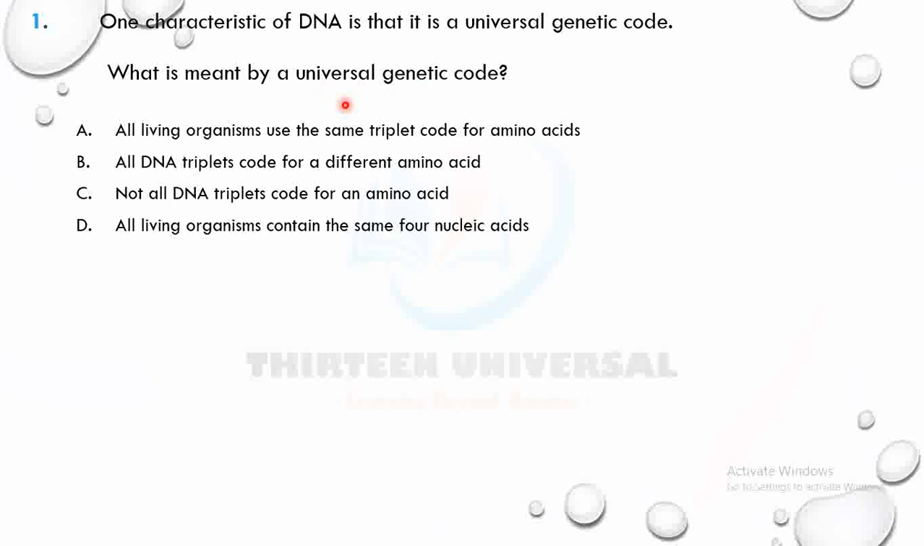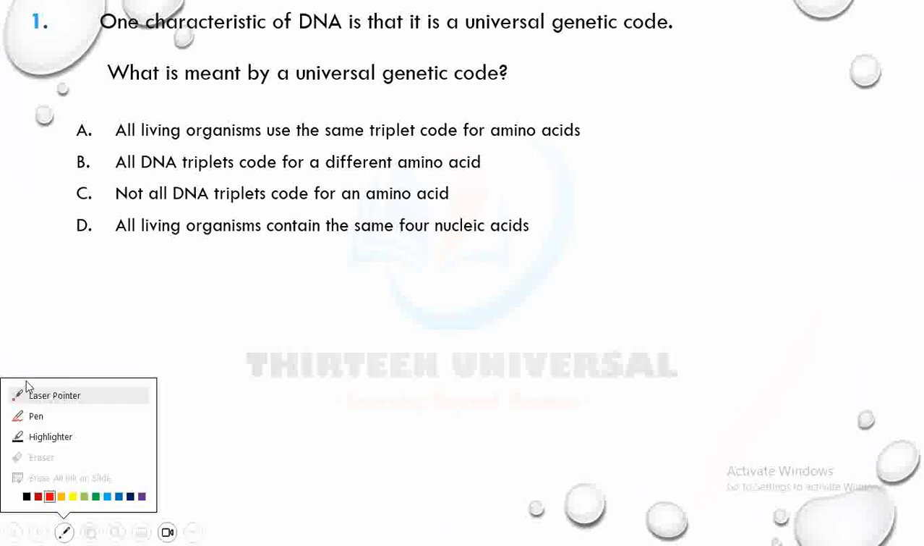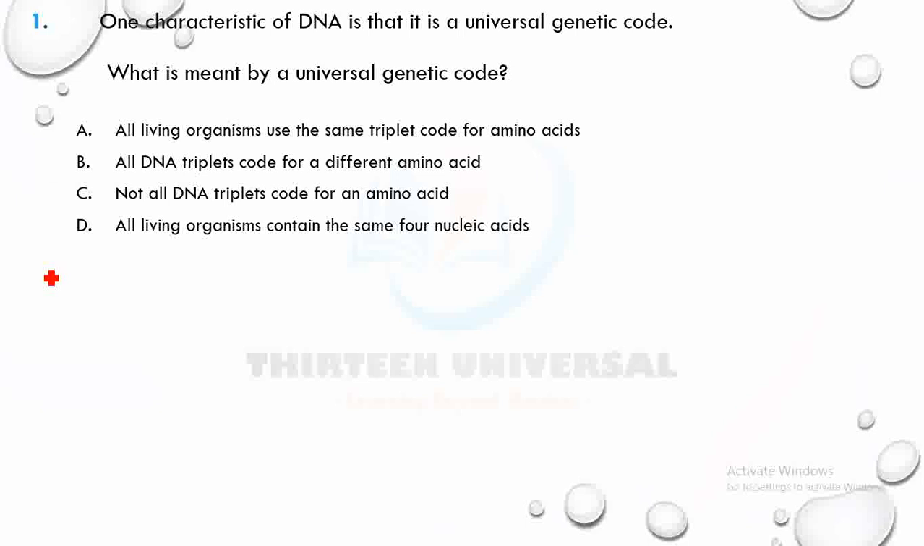Universal genetic code. A says all living organisms use the same triplet code for amino acids. B, all DNA triplets code for different amino acids. C, not all DNA triplets code for an amino acid. D, all living organisms contain the same 4 nucleic acids. What do you think is the answer? Okay, so I think the answer should be A.